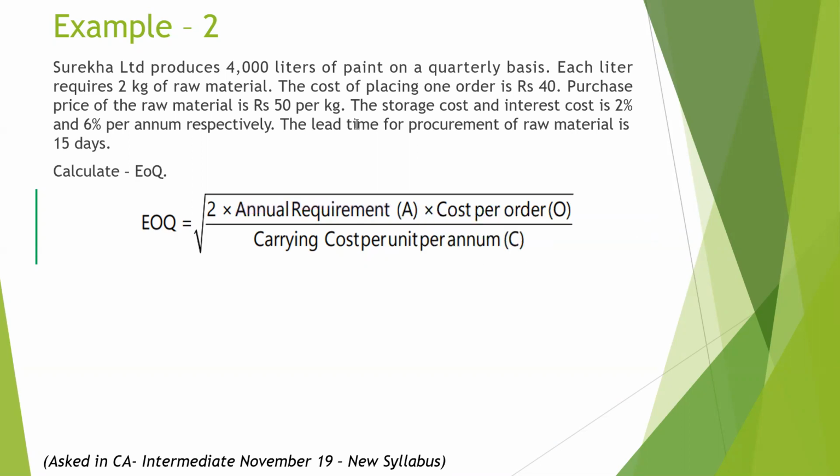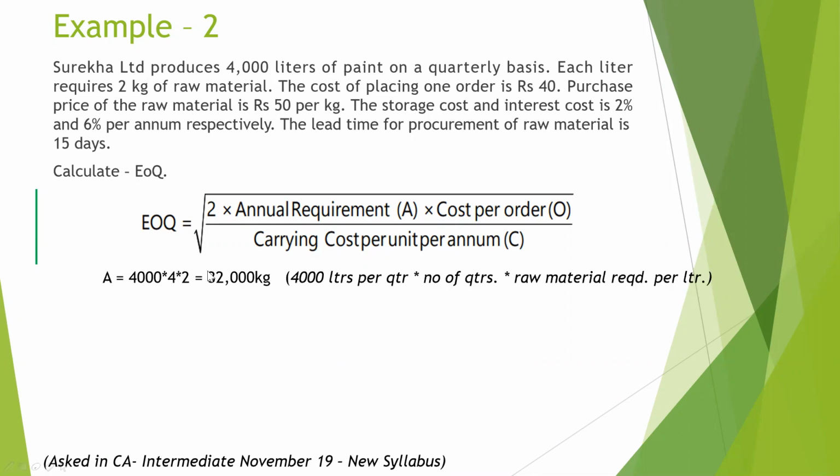Again, this is the quarterly basis. The figure is given on a quarterly basis. We are going to have to multiply it by 4 to give us the total annual consumption. Therefore, the annual consumption comes to be 4,000 liters into 2 kg into 4, giving us 32,000 kg. Next, the cost per order has been given in the question directly as 40.